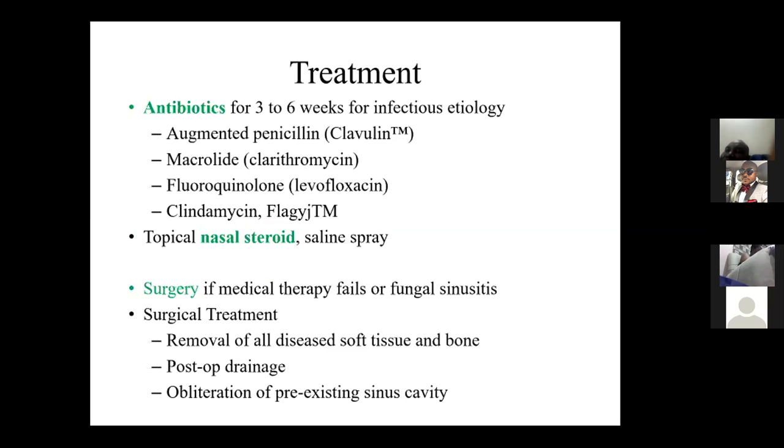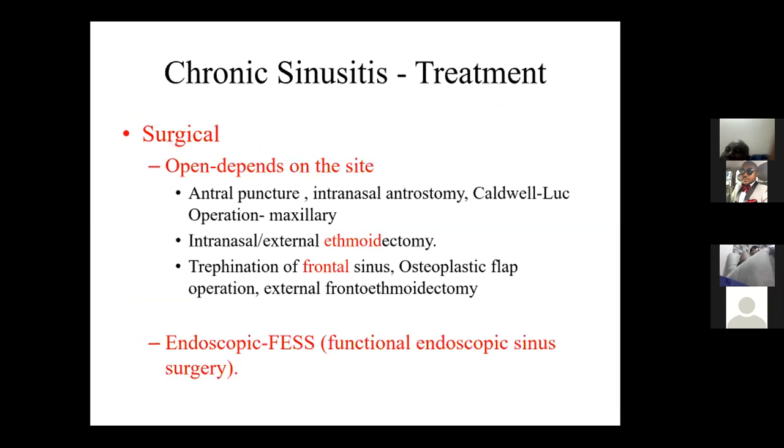And if the condition keeps getting worse, we can employ surgical procedures and refer to the surgical team, to manage all diseased tissues and bone, because they're all infected. Then post-op drainage also involves application to the pre-existing sinus cavity.